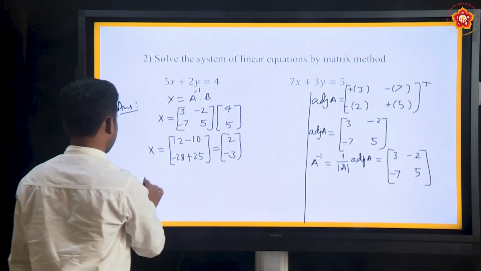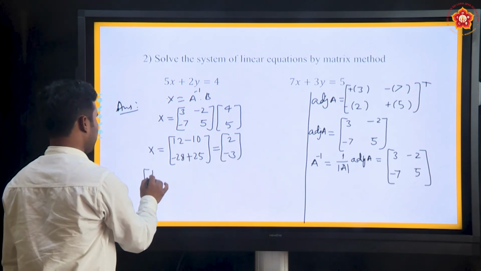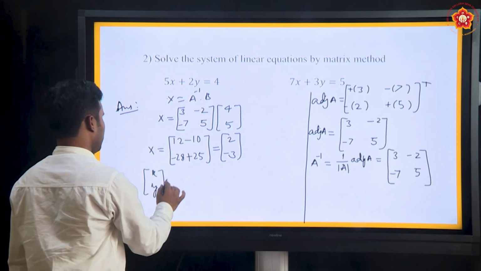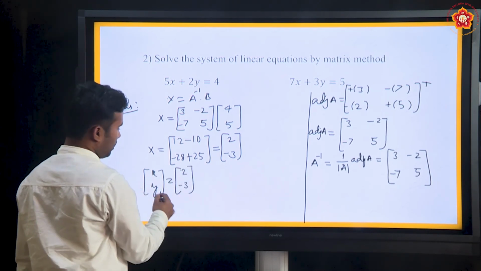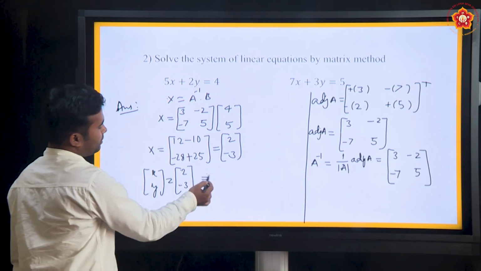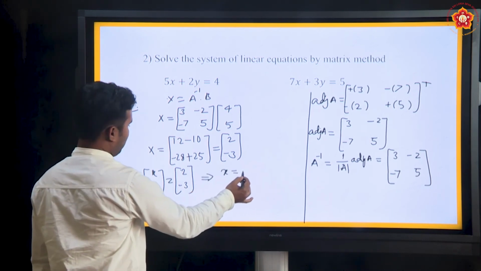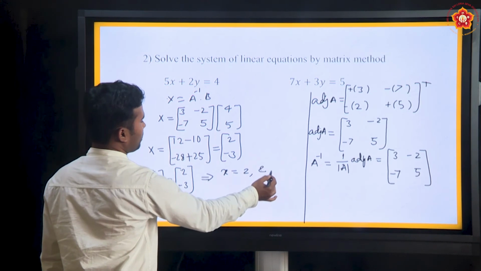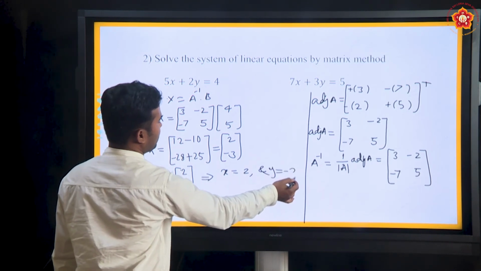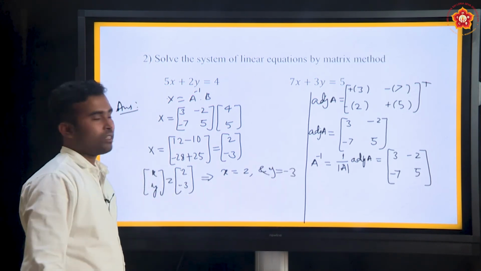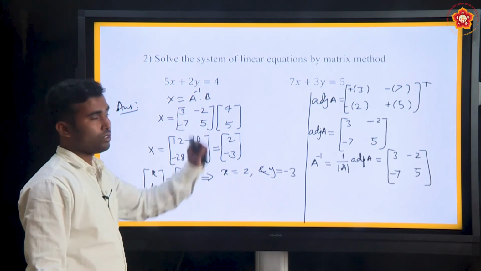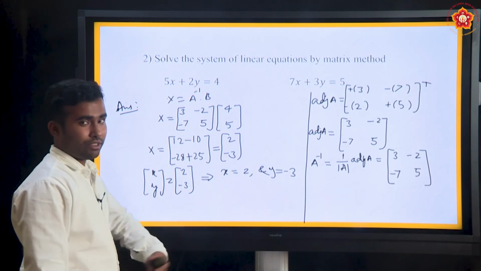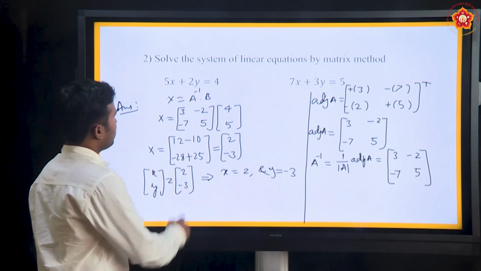What is capital X? You know that capital X is the matrix xy, which is equal to 2, minus 3, which are equal matrices, right. So, with this we can conclude the value of x is 2 and the value of y is minus 3, understand. Now, you can verify your answer by putting these two values in one of the equations, and the equation should satisfy.